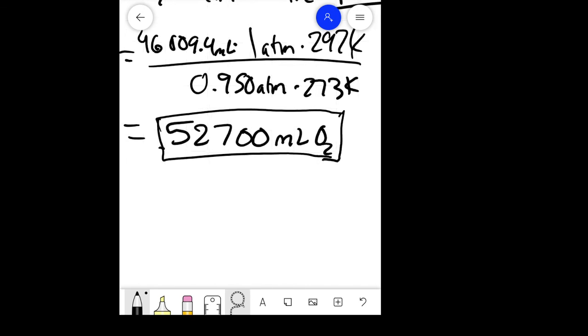So yeah, stoichiometry is not too bad. You just have to remember all the little nuanced stuff. So I hope that helped. Good luck on your test.